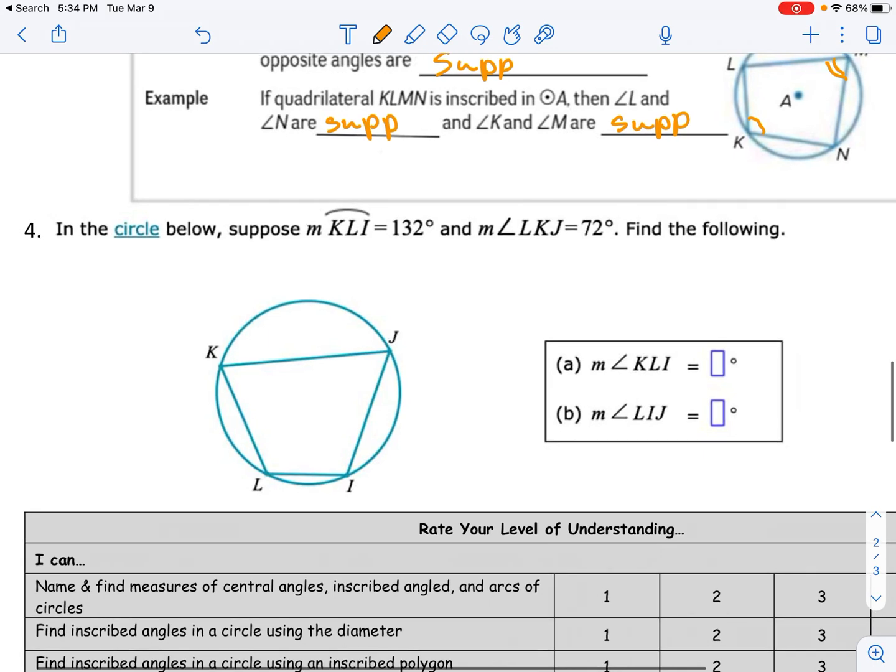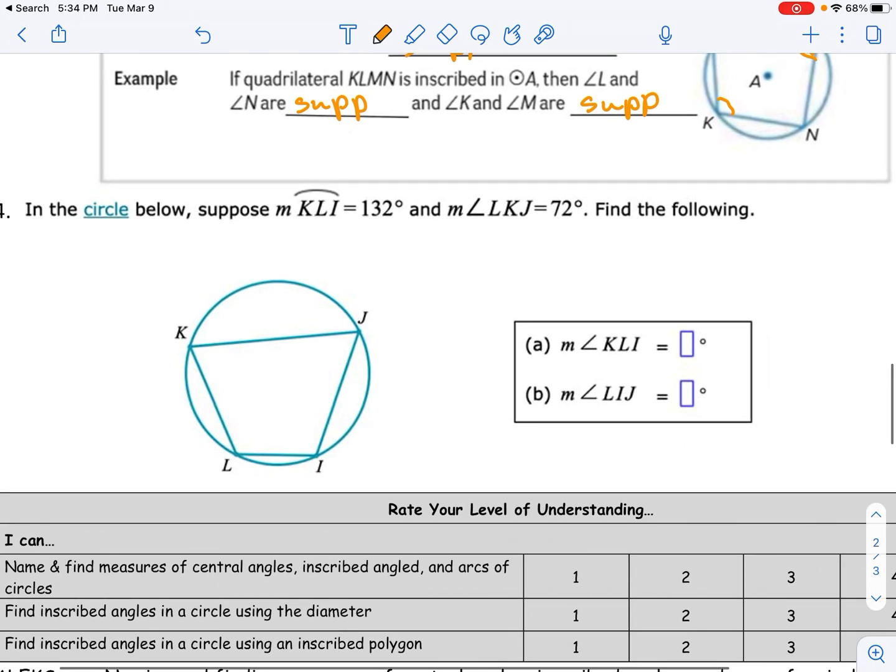So let's go through this one. It says arc KLI. That's an arc it's talking about. This arc KLI is 132 degrees. I already know where it's going with this, so I'm just going to take you to the answer. If I divide that by 2, I get 66, and that's going to go in that angle. That's my inscribed angle.